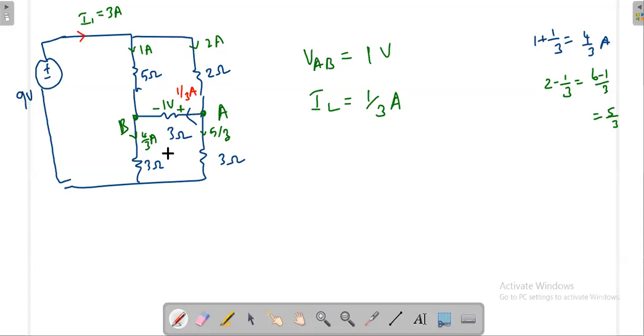Now, what is the flexibility I am having? I know the current across all the branches. Once I know that, I can find the voltage also, because 1 ampere into 5 ohm is 5 volt. Then what is the voltage here? 4 by 3 into 3, that is 4 volt.